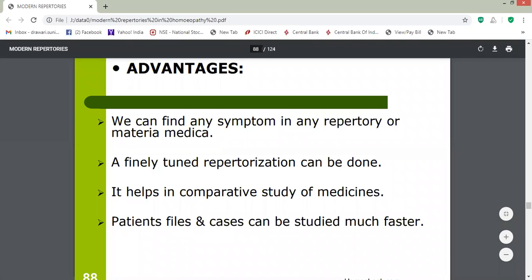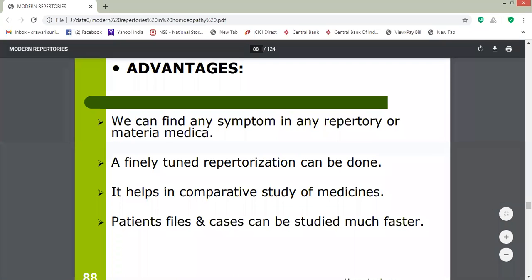These repertories are useful for repertorization and to get cross references and meanings. In these softwares, we get the cross references as well as meanings. And we all know that it is time saving, as well as useful to study materia medica and repertory. It is very much useful. So these are the main advantages.